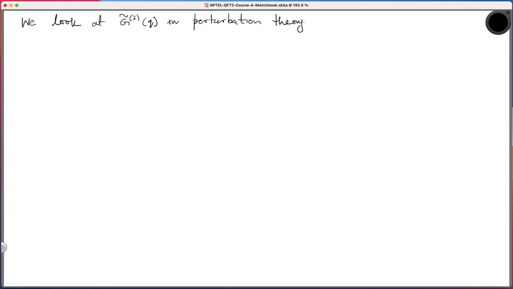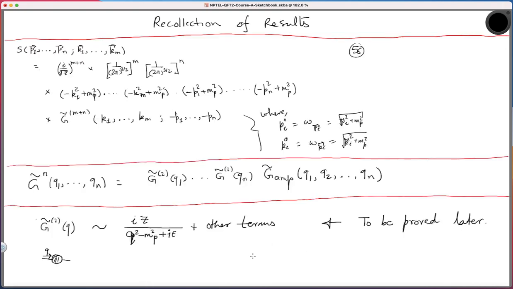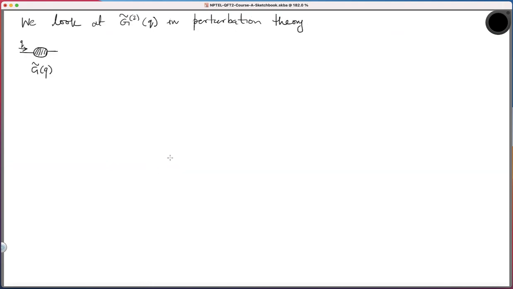Okay, so here this is two-point function. Okay, when I put a blob like this, a shaded blob, then this is a two-point function, or rather g tilde 2 or g tilde with one argument q. Okay, this is a two-point function, but this has two arguments, this has only one argument. And right now I'm just denoting that blob denotes g tilde 2 with one argument. Okay, this is what it is.